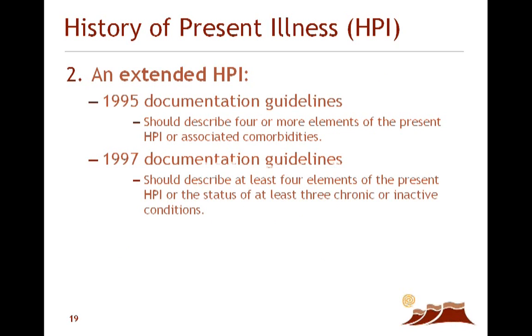The extended one, note here that when you're talking about a new problem or a specific symptom, it should describe 4 or more elements of the present HPI. And then under the 1997 documentation guidelines, it specifies more that you're looking at least 3 chronic, or it says inactive conditions. I think that's kind of a misnomer. These are chronic ongoing conditions.